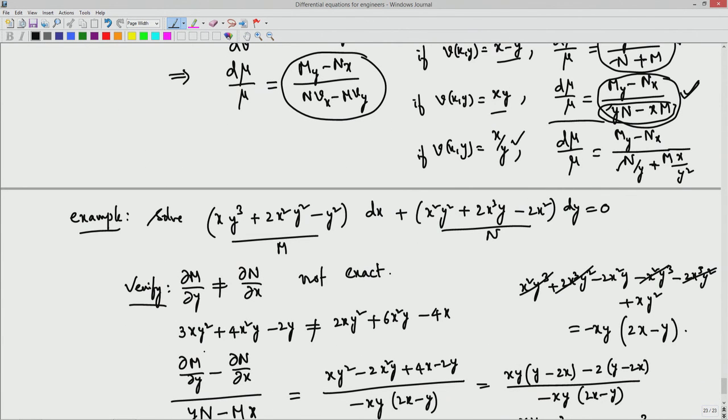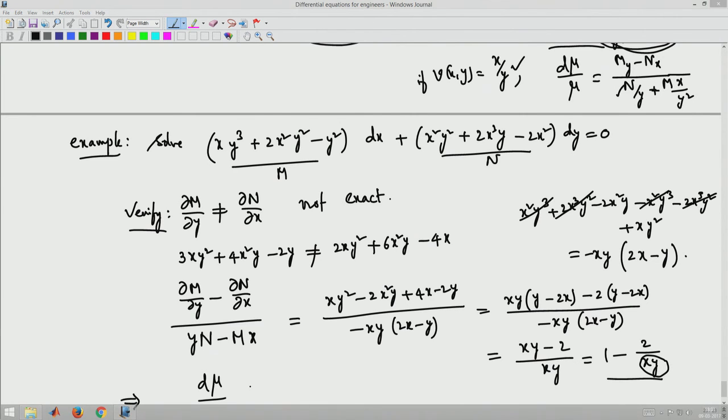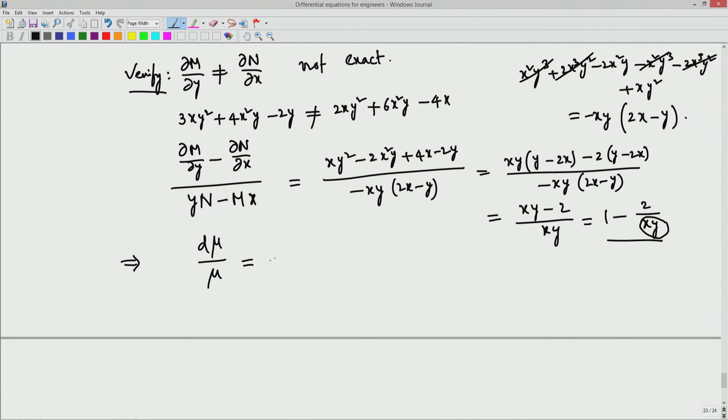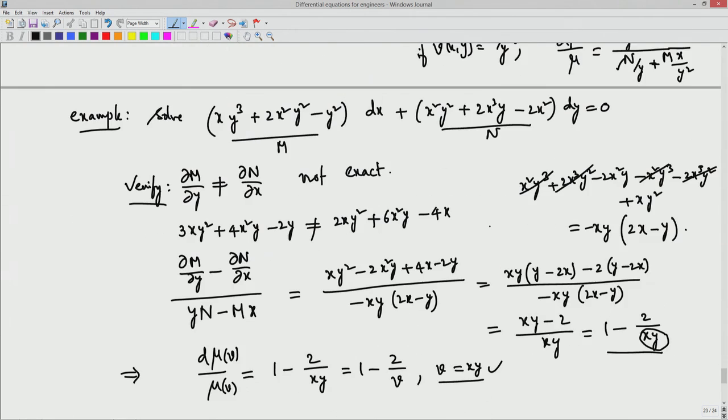From this I have to find my μ. So dμ/μ equals 1 − 2/(xy). Okay, so μ is a function of xy, μ is a function of v, where v is xy. That's how we see, right? v of xy is xy.